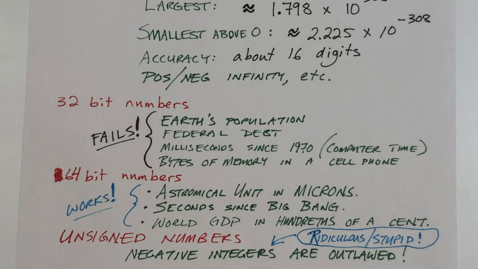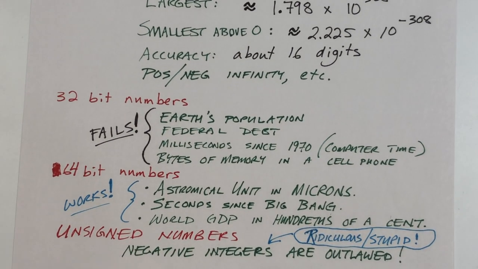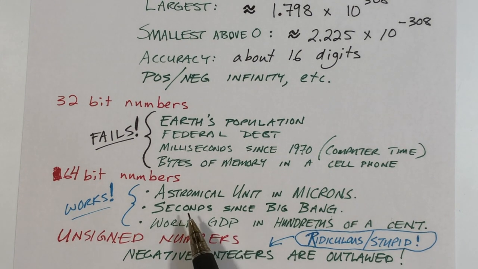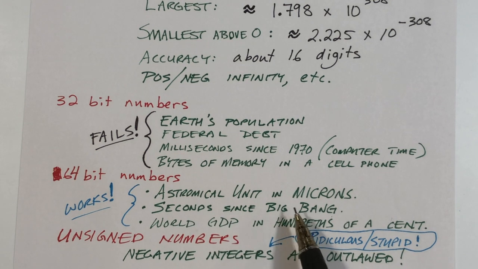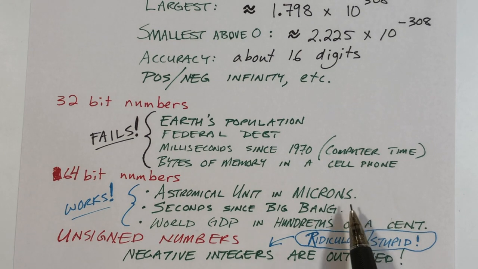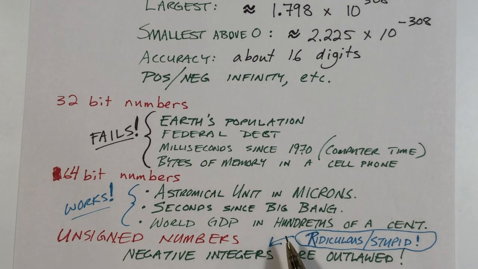64-bit numbers are, on the other hand, very useful, and they can represent almost anything that you would really want to count. For example, the astronomical unit, which is the distance between the sun and the earth, could be represented to great precision in a double-word integer. The seconds since the Big Bang, or the world GDP in hundredths of a cent. These are things that we can't even count accurately, so it's a really adequate range of numbers.